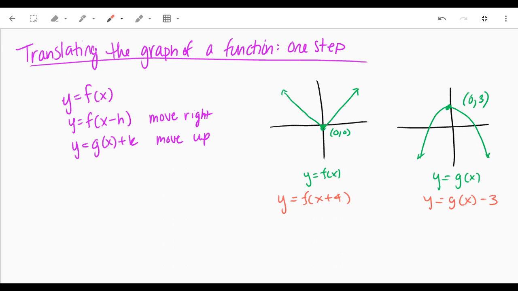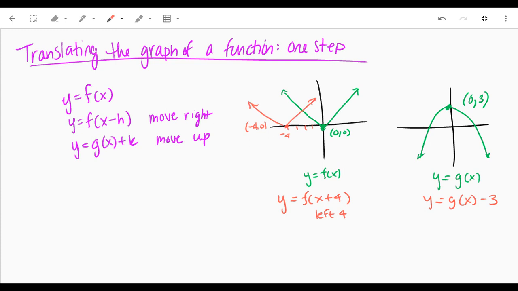Okay, so this one, since it's x plus 4, I'm going to move it to the left 4. I'm going to take that 0, 0 and move it to negative 4, 0. Okay. And that's it. You're just going to move it to the left. So don't change the stretch factor or anything else like that, just to the left. Okay.